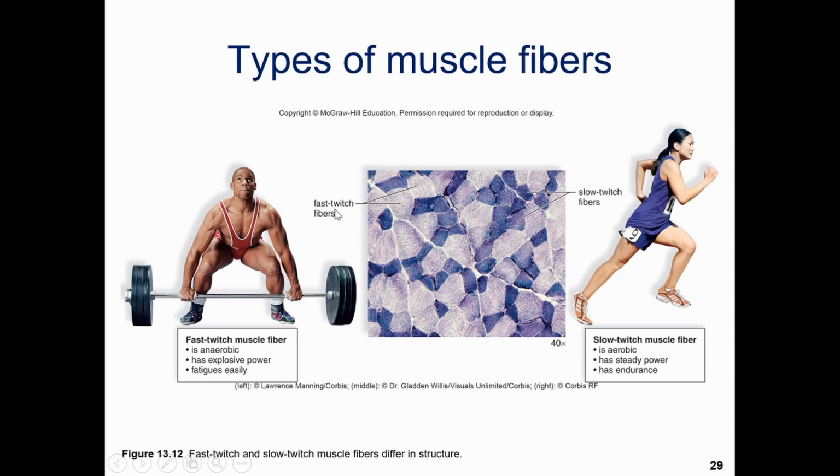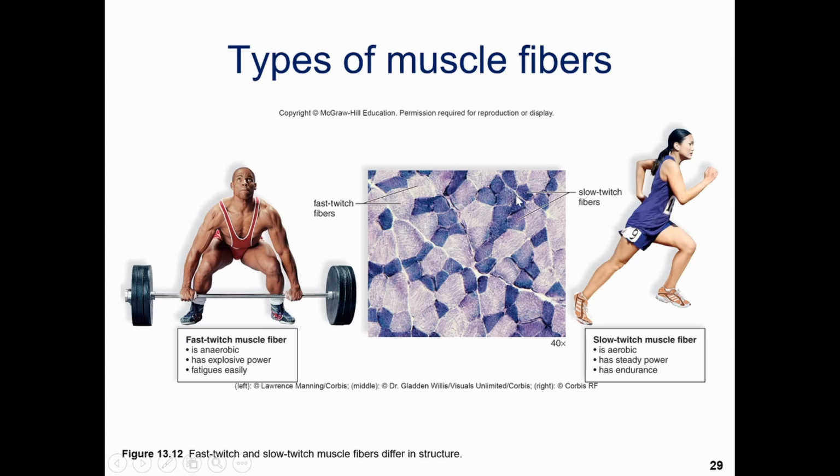So this guy right here who's about to do a deadlift, who's about to lift this really heavy weight, he's going to be relying on his fast twitch muscle fibers. Whereas over here with the slow twitch muscle fibers, these are aerobic. They're using cellular respiration. They're not very explosive with their power, but it's very steady and sustained. So it's good for endurance.